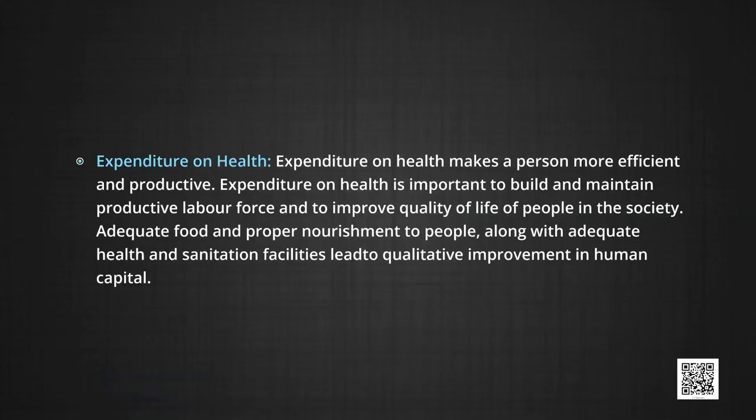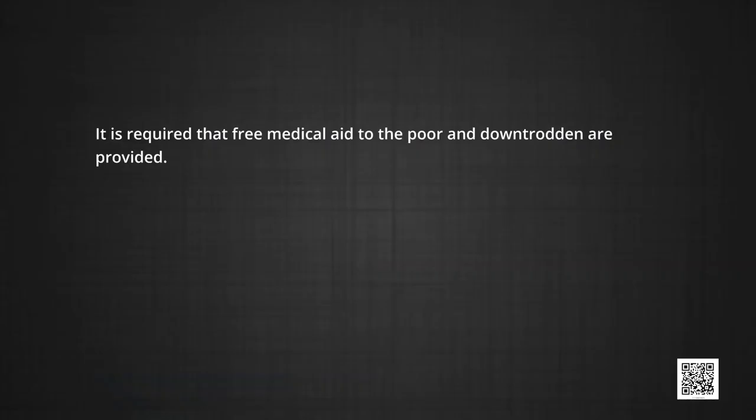Therefore, expenditure on health is important to build and maintain a productive labor force and to improve the quality of life of people in the society. Adequate food and proper nourishment of people along with adequate health and sanitation facilities lead to qualitative improvement in human capital. More and better organized health facilities and human power, including hospitals and medical aid facilities, are needed. It is required that free medical aid to the poor and downtrodden be provided.